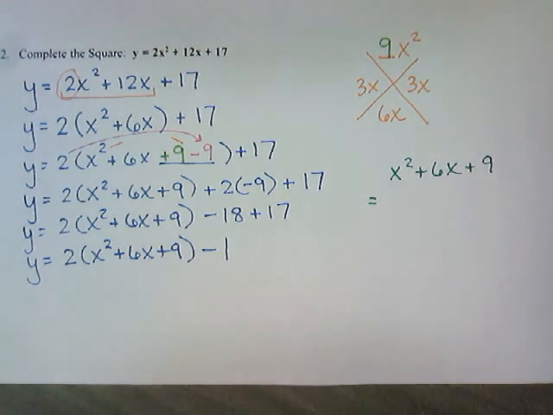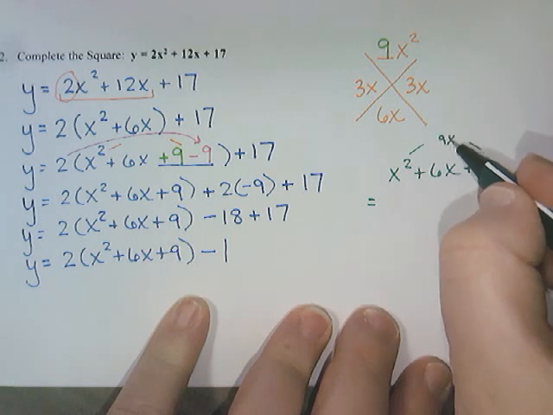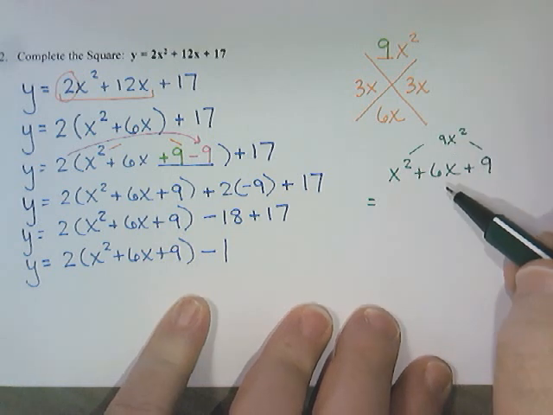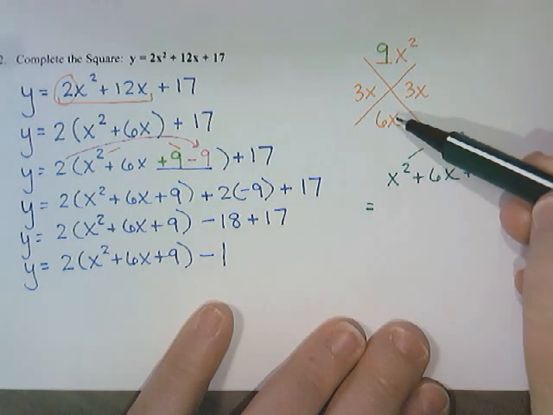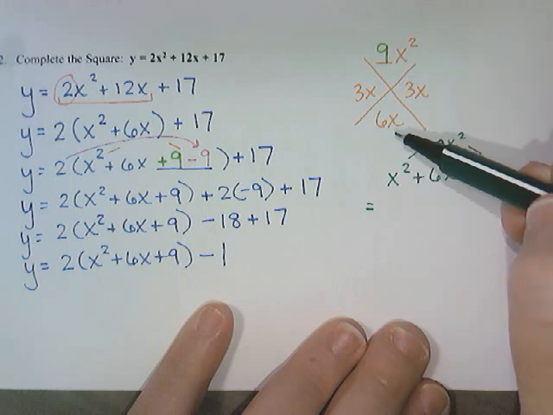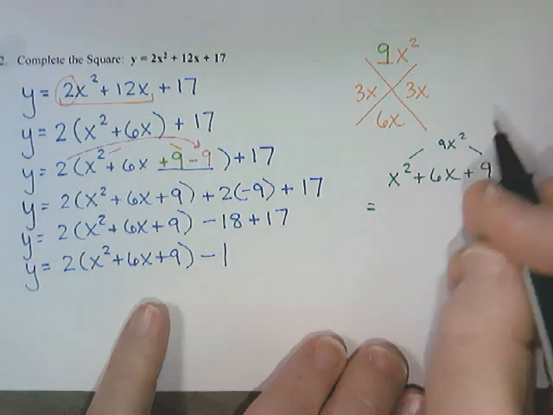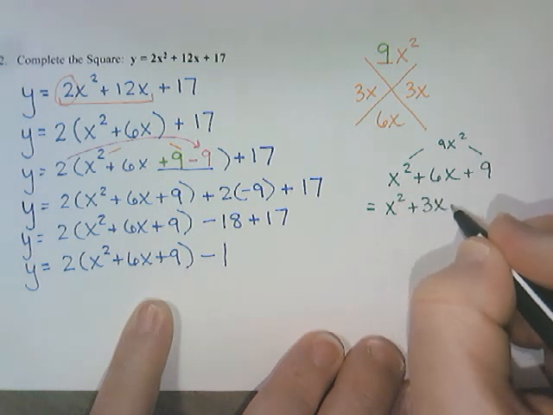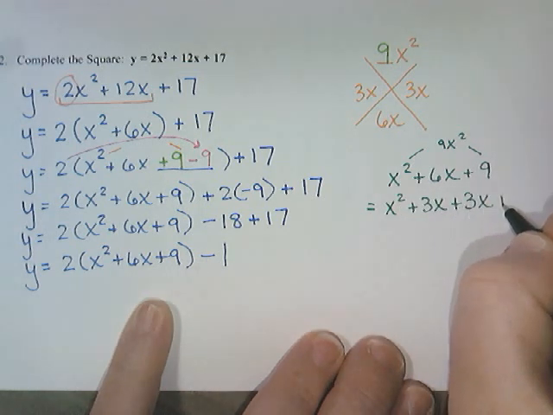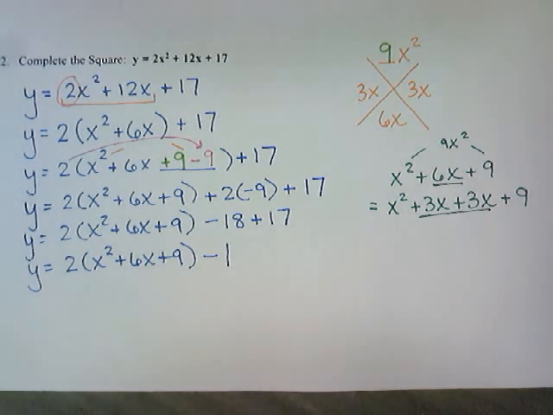Now, when we factor, right, we look at the first term and the last term. We want to figure out what multiplies to 9x squared and adds to 6x. The good news, we've already figured it out, right? I already know what multiplies to 9x squared and adds to 6x. It's 3x and 3x. So I don't have to think about it. I don't have to rethink it out or try to do any work. I already know the two numbers. So this is x squared plus 3x plus 3x plus 9, right? We're just replacing the 6x with 3x and 3x.